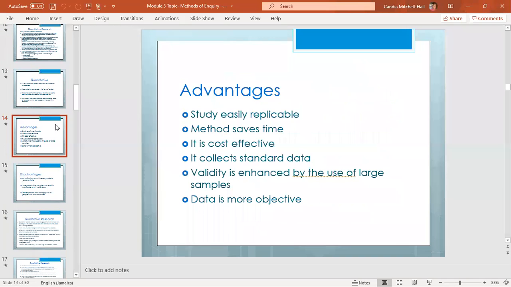Now, ladies, there are some advantages of using quantitative data. The study is easily replicable, meaning that it is easy to copy. It saves you time, and it is cost effective, because you can use quite a lot of means now, especially the internet, to gather your data. The data that you're collecting is very standard, and it can also be used over a very wide area. And usually when you do things like this, the data is objective to some extent.